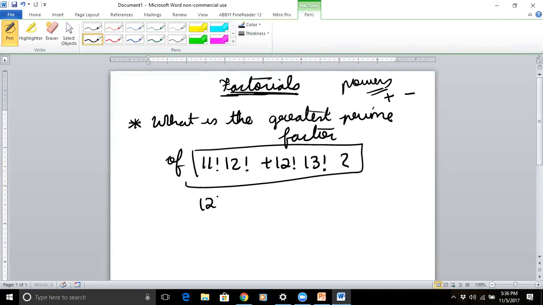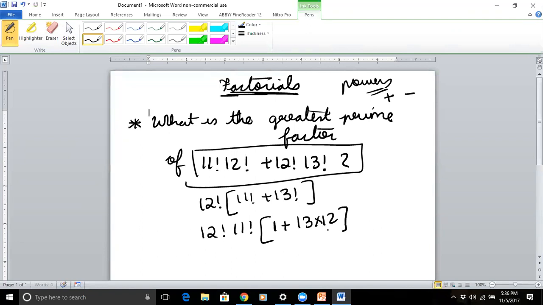So I'm going to pull 12 factorial out common here, okay? So that's going to be 11 factorial plus 13 factorial. And out of 11 factorial and 13 factorial, I have 11 factorial, which is common. That's 12 factorial into 11 factorial into 1 plus 13 into 12. Because if I pull 11 factorial out of this, 13 factorial is 13 into 12 into 11 factorial. So I'm left with 13 into 12. So I have 12 factorial into 11 factorial into 157.